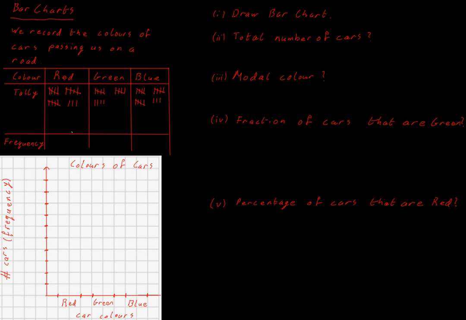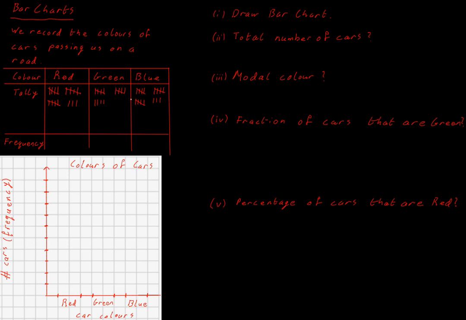So we can switch to bar charts when the numbers get larger, and that is what we are going to look at now. So this is our justification, our setup. We have stood on a road and we have recorded the colors of the cars passing us, we'll say for an hour. And in this instance, we'll say that there were just three colors of car that passed us. We're going to have red cars, green cars, and blue cars.